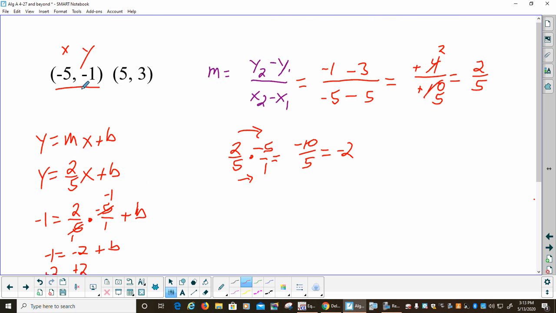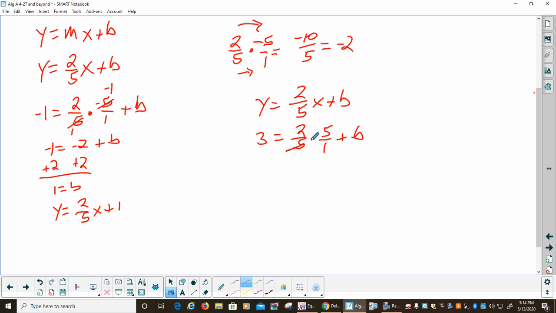Now that's the answer I got when I used this point. Well, how did I know to use that one? Well, let's try this one. Y is equal to 2/5 x plus b. I'm going to use this point this time. 3 is equal to 2/5 times your x value, which is 5. Again, I'm going to put it over 1 to help make multiplying easier, plus b.